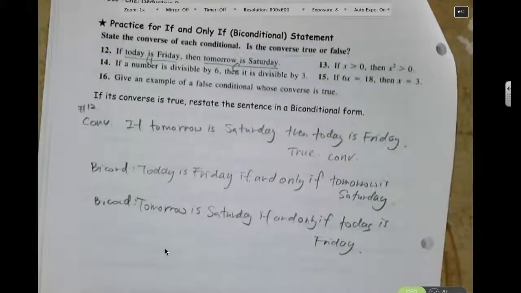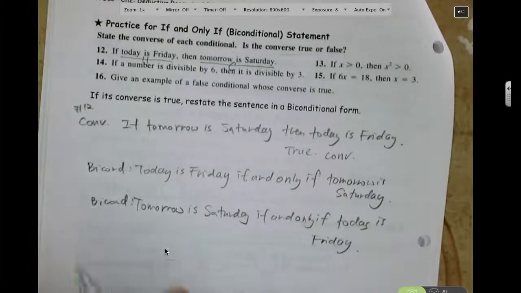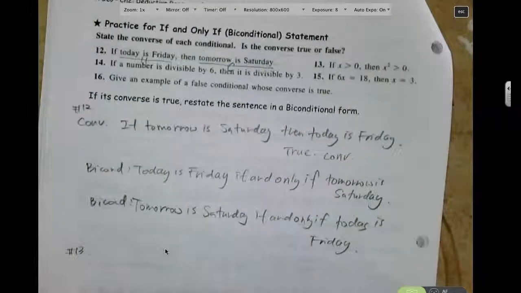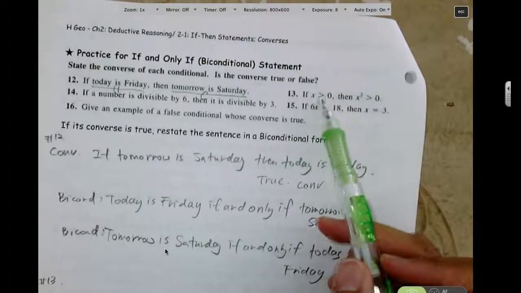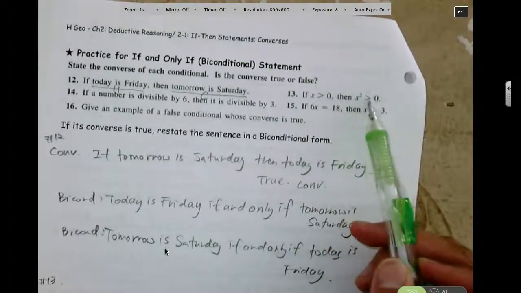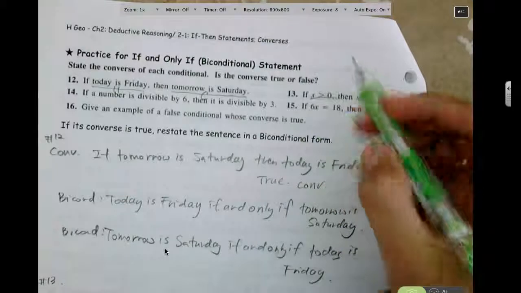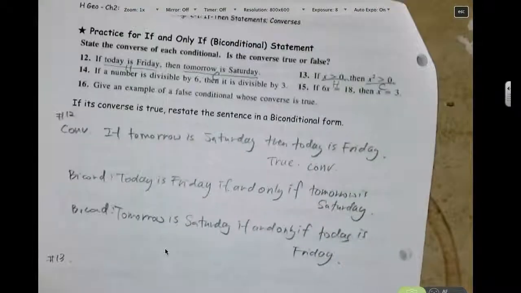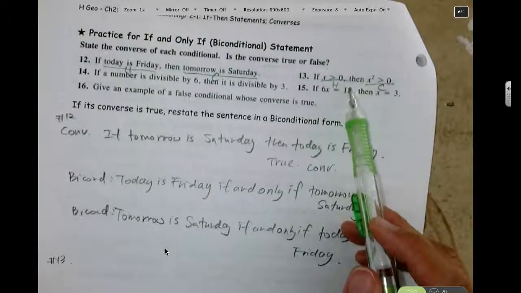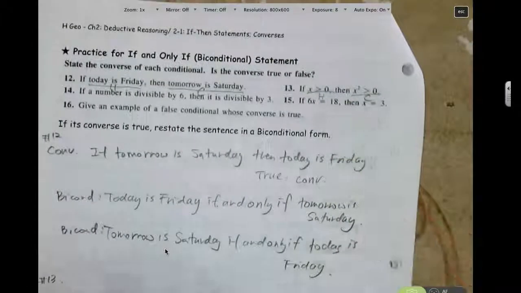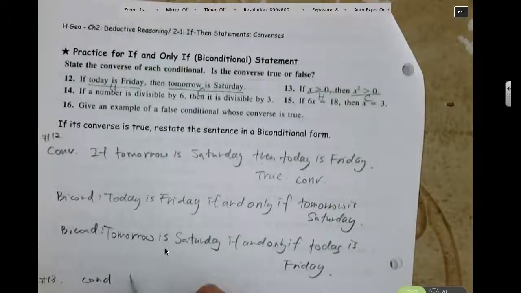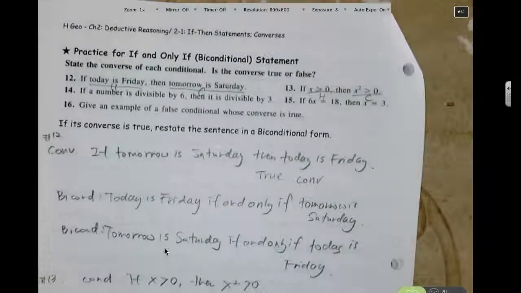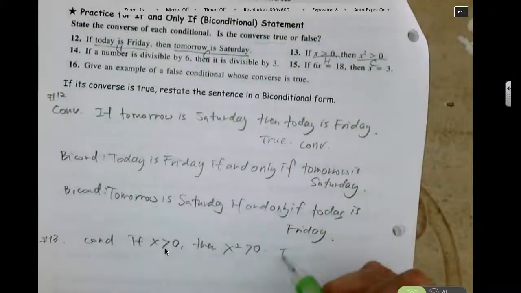And let's try the one that is not true. So let's do number 13. If x is greater than 0, then x squared is greater than 0. So this is the hypothesis, and that's the conclusion. So first of all, let's think about this. Is this conditional correct? The conditional says if x is greater than 0, then x squared is greater than 0. It is true, right? So that's a true conditional.